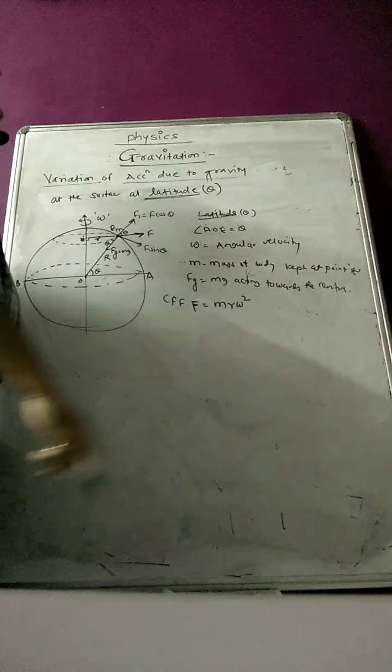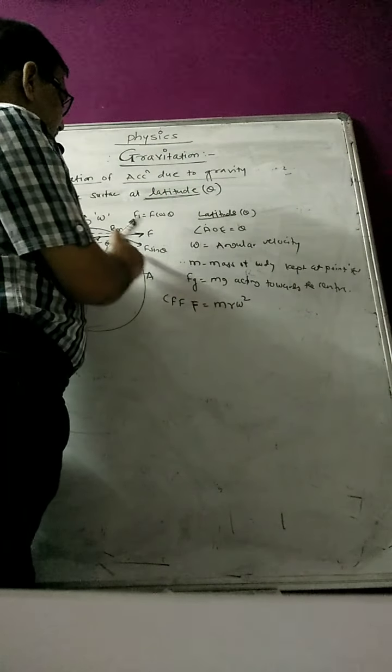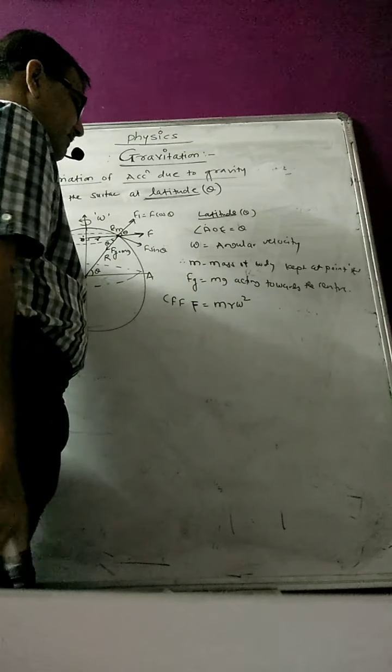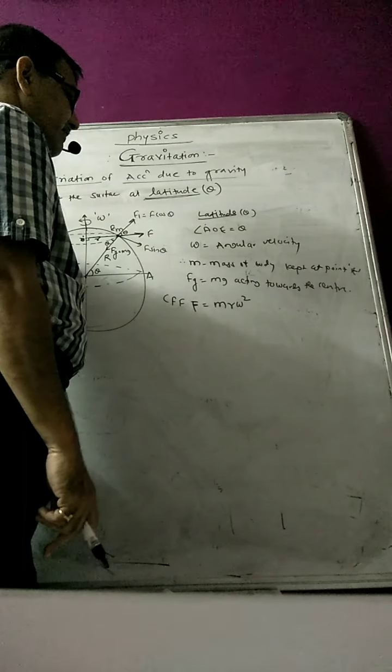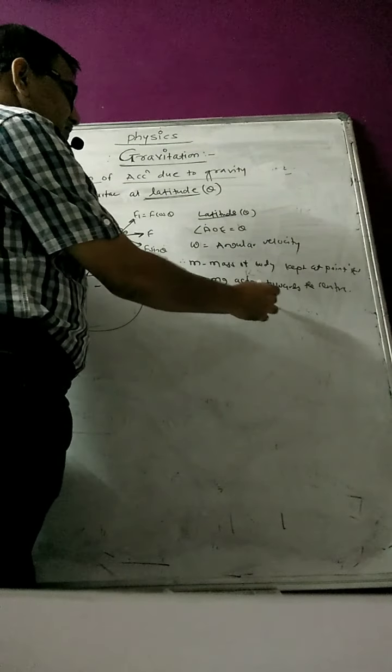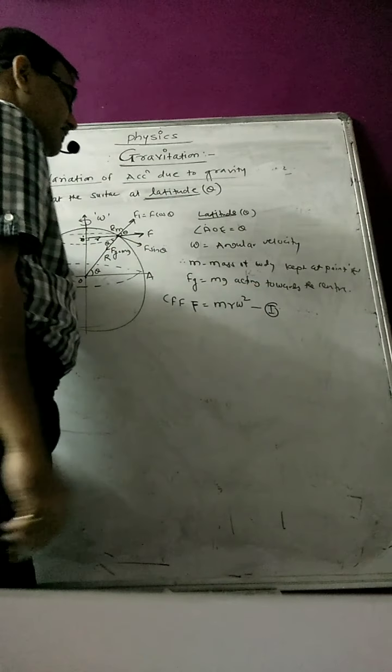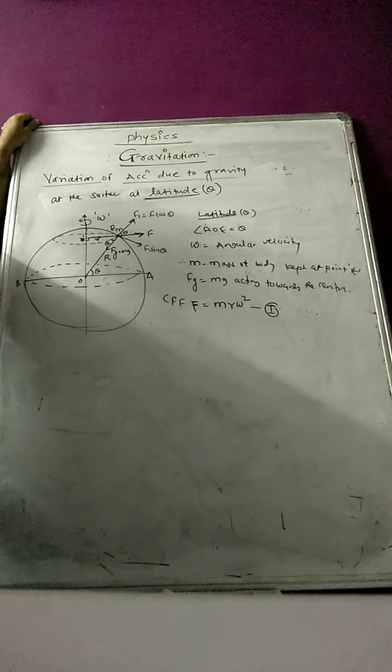So therefore, if r is the radius, m is the mass, and omega square is the constant angular velocity, that will be the centrifugal force which is acting on the body. So this is the first expression: F is equal to mr omega square.